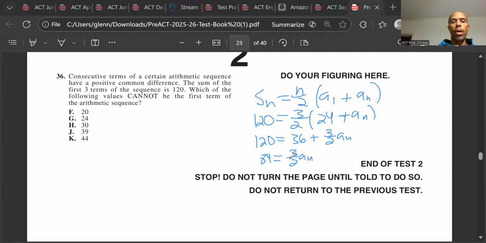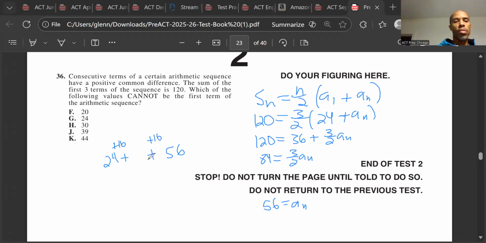So we get 84 equals 3 over 2 AN. And then multiply by 2/3, or divide by 3 over 2 to get rid of that, right? Dividing by 3 over 2 is the same thing as multiplying by 2/3. So AN would equal 56. So the first term is 24, plus some middle number, plus 56. So 56 minus 24, and we got to split that in two. Divided by two, it'd be 16. So we'd be adding 16 every time.